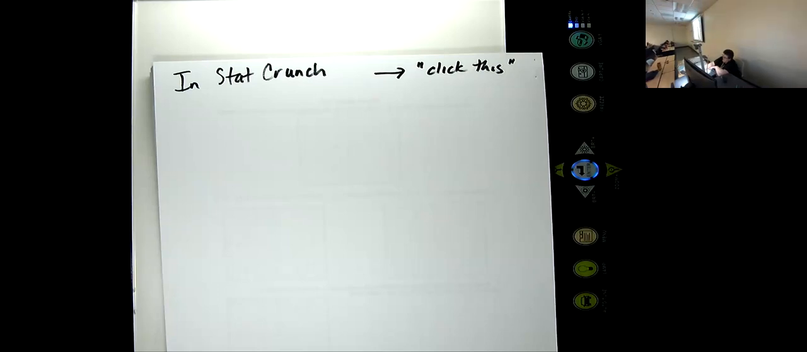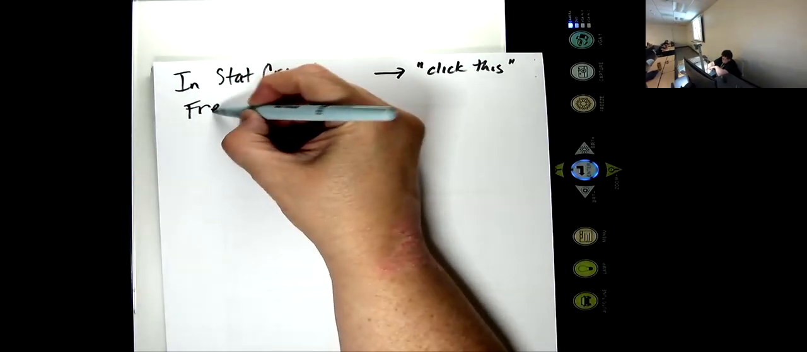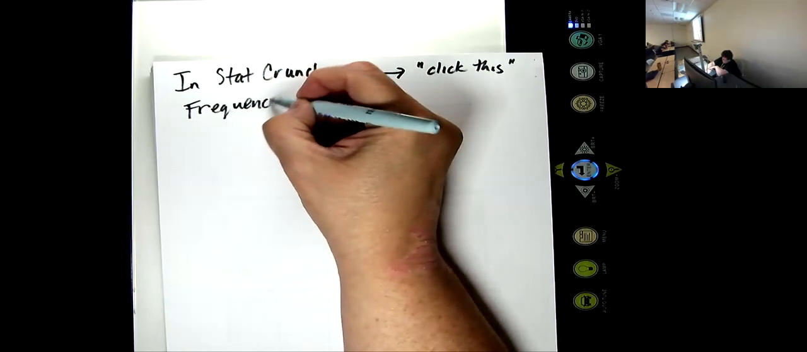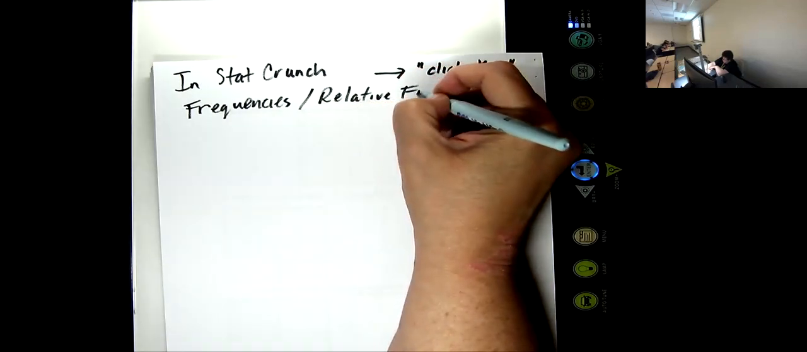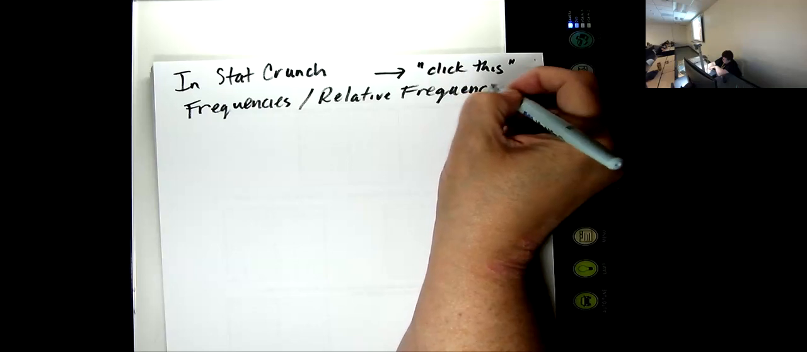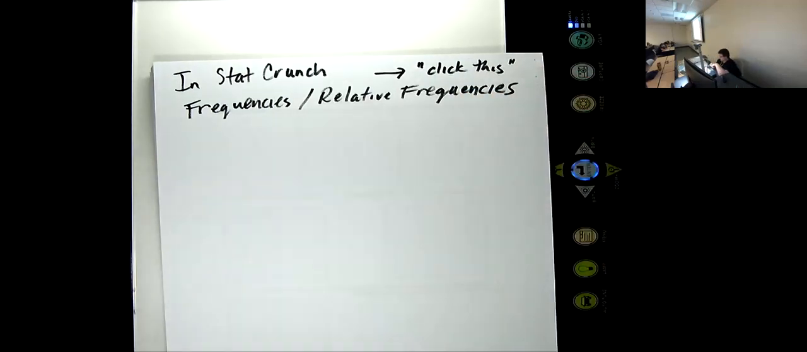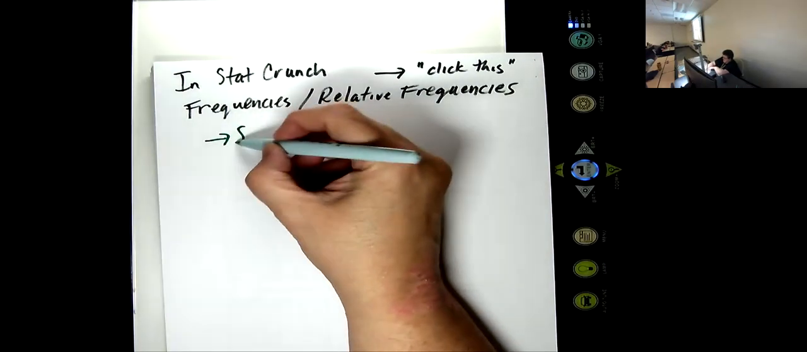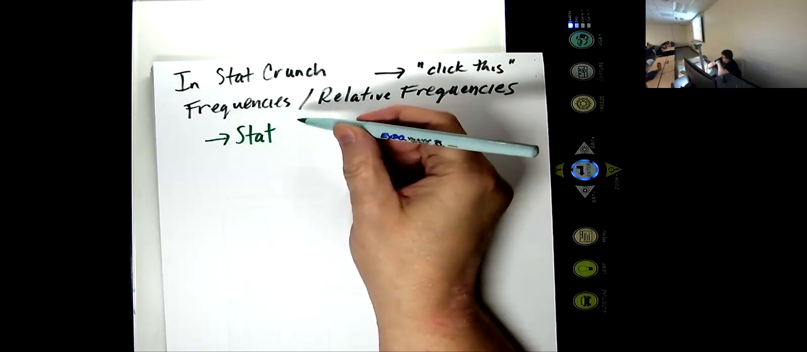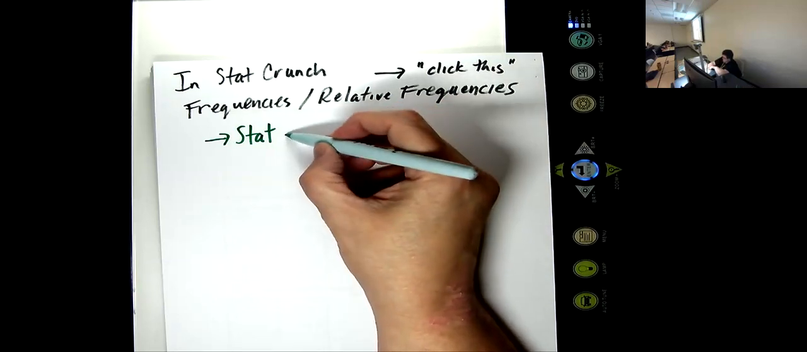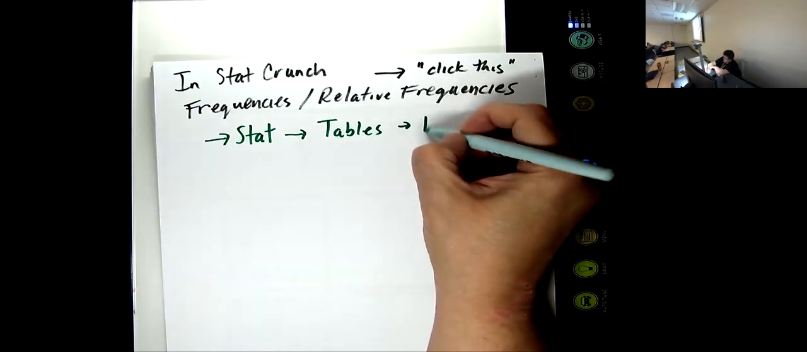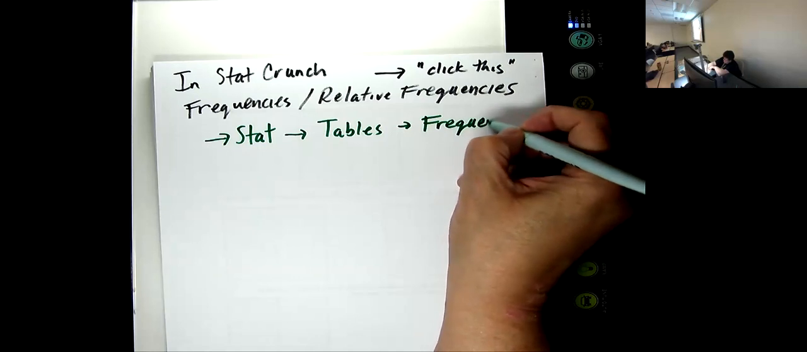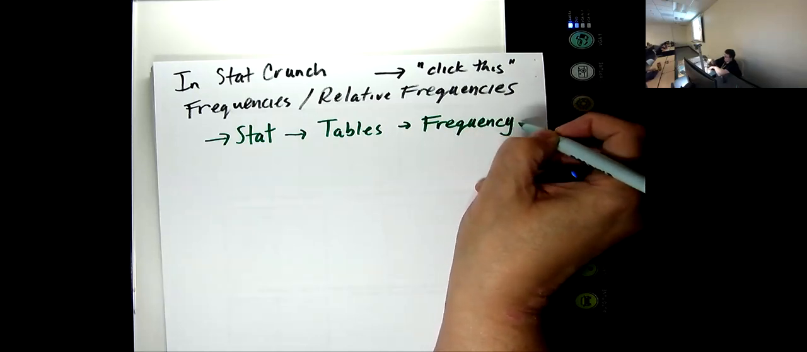You'll see. So for frequencies and relative frequencies, we're going to follow the same path. We're going to click on Stat. I think it just says Stat. Then we're going to click on Tables. And then we're going to click on Frequency. Okay.